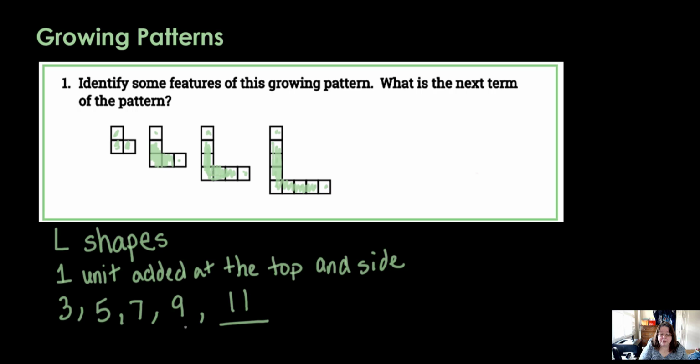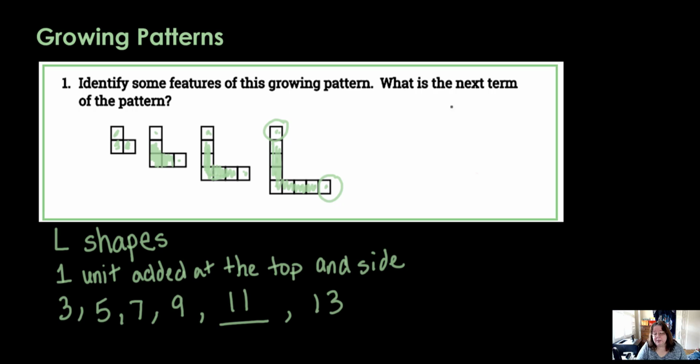These are all odd numbers, and we're adding 2 to each number. 3 plus 2 is 5, 5 plus 2 is 7, 7 plus 2 is 9, 9 plus 2 is 11. The next one would even be 13, and we're adding 2 because we're adding 1 at the top and 1 at the side. So what is the next term of the pattern?